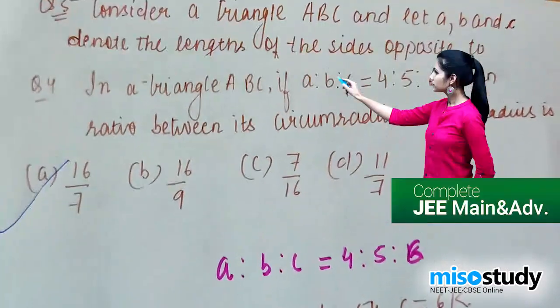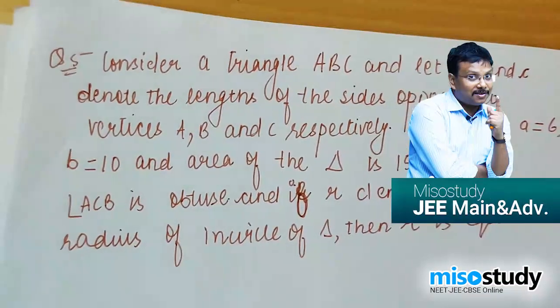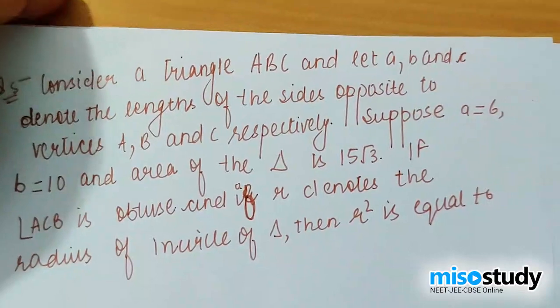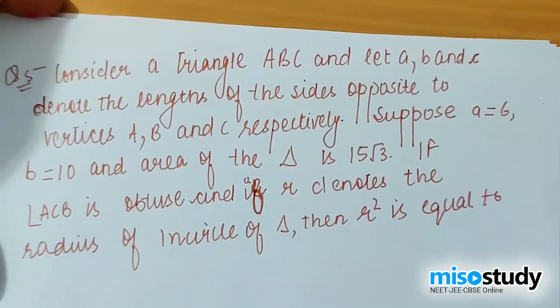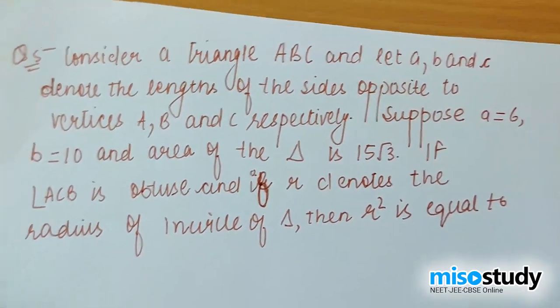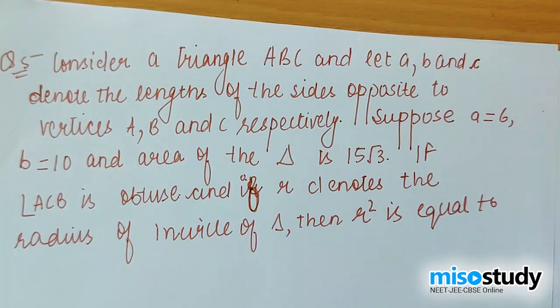Coming to the last question of this session, that is question number 5. Now again, this is a question of JEE Advanced 2010, but I have chosen it because it's not very difficult. It's of the mains level. So the question is, consider a triangle ABC and let a, b, c denote the lengths of the sides opposite to the vertices A, B and C respectively, which we all know. Suppose a is 6, b is 10 and the area of the triangle is 15 root 3.